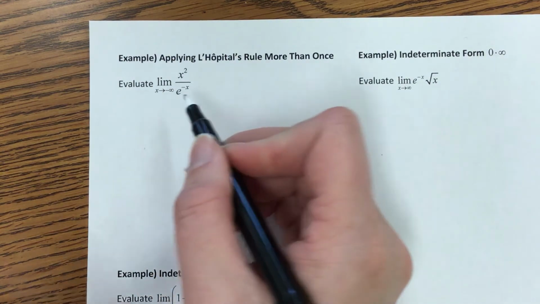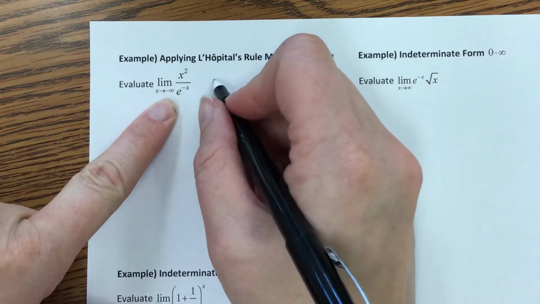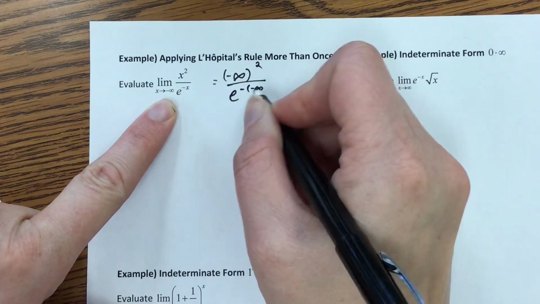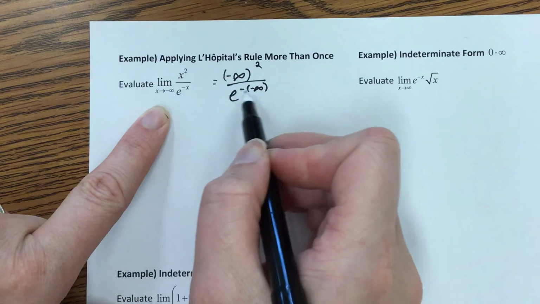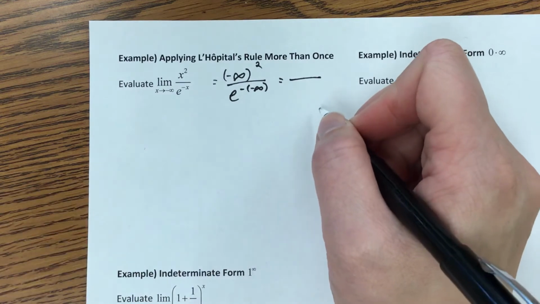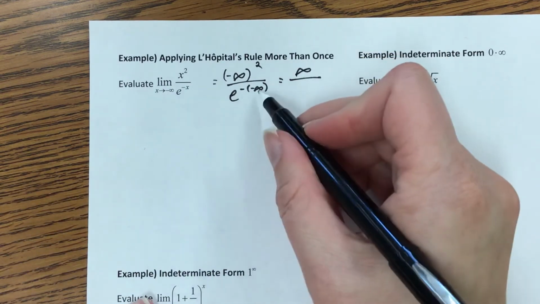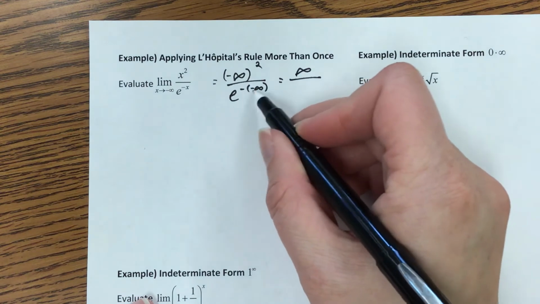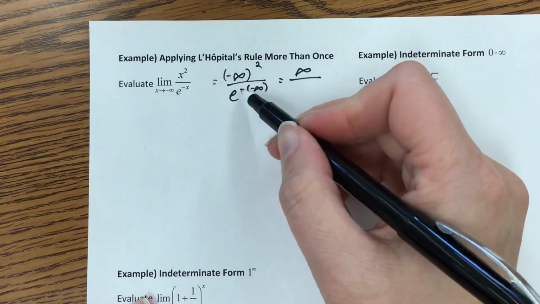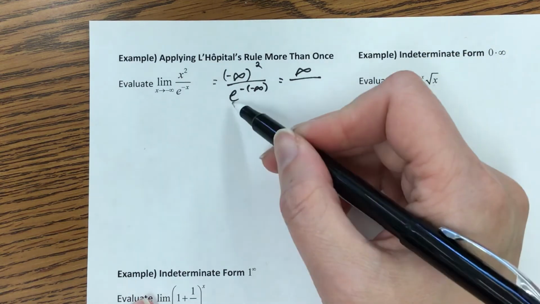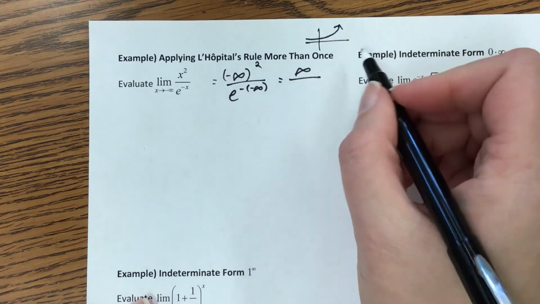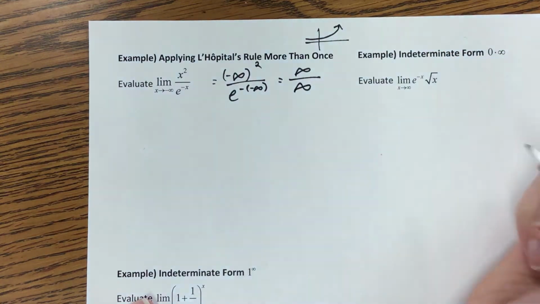If we plug in negative infinity, here's what happens. Plug in negative infinity, we get negative infinity squared over e to the negative infinity, right? There's a negative and there's a negative. We got doubles. So this is positive infinity squared. Infinity squared isn't a thing, it's just infinity. Over e to the infinity power, positive, right? So as x goes to infinity, as your exponent goes to infinity, e to the infinity is infinity. So this is infinity over infinity.